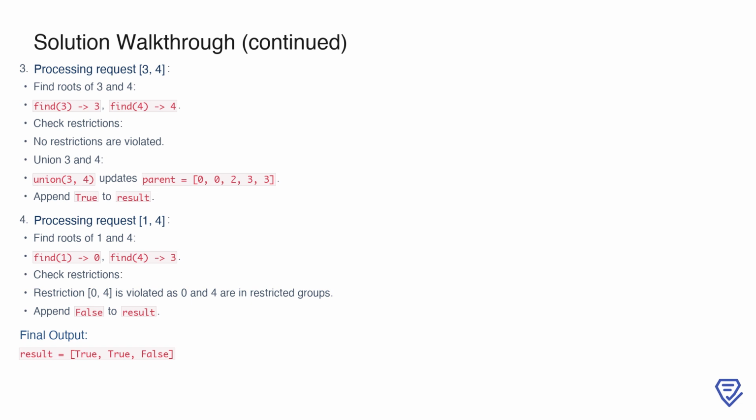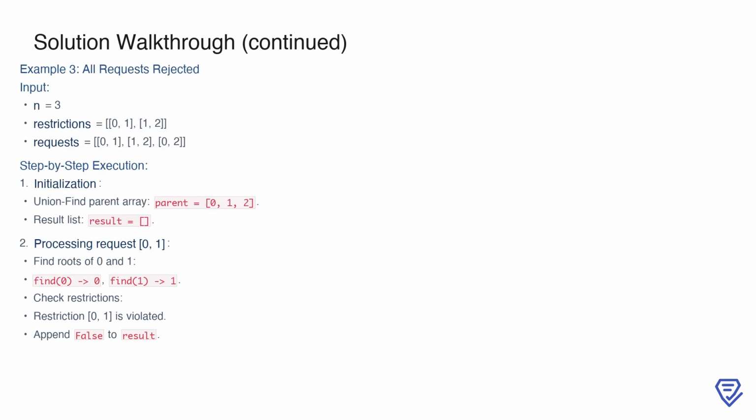Now, for the request [1,4], the roots of 1 and 4 are found to be 0 and 3, respectively. Here, the restriction [0,4] prevents these nodes from being connected, as 0 belongs to the group containing 1, and 4 belongs to the group containing 3. Thus, we do not perform the union, and we append false to the result list. The final output for this example is true, true, false.